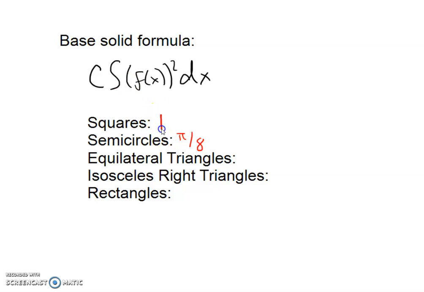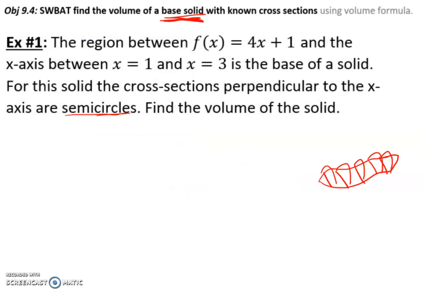Squares, the coefficient's always 1. Equilateral triangles, the coefficient is always root 3 over 4. Isosceles right triangles, the coefficient is always 1/2. Rectangles, it depends on what the ratio is. If the height is 10 times the base, then it's 10. If the height is 12 times the base, it's 12. So I always just put n here for whatever that ratio is. But you can just kind of memorize these. It'll always be these.